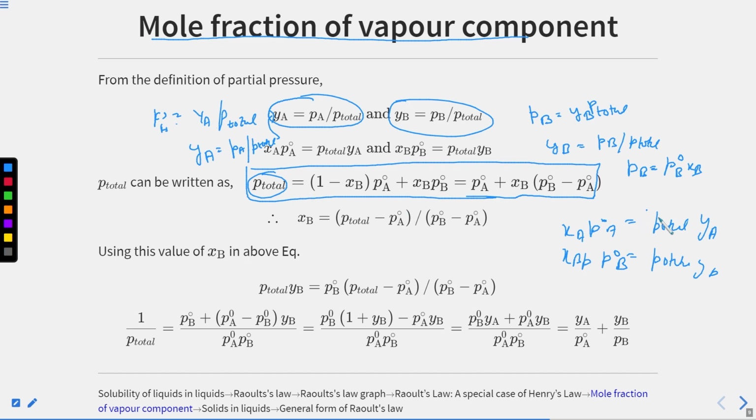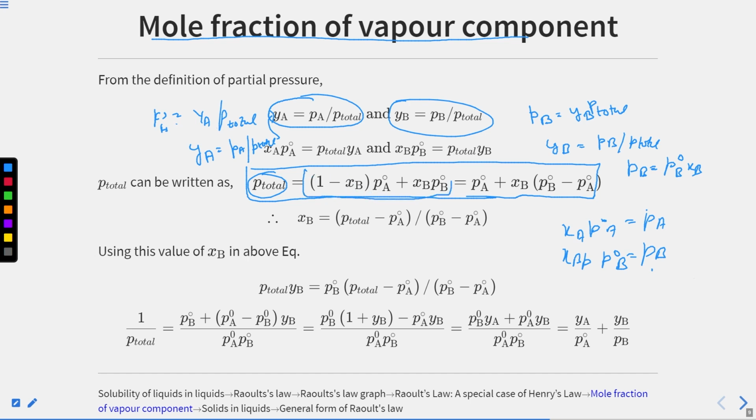We will write it as... sorry, here. So I've used this formula here to convert this to this. Now, we know that P total is equal to PA plus PB. Okay, so we know this formula. We have seen it earlier.